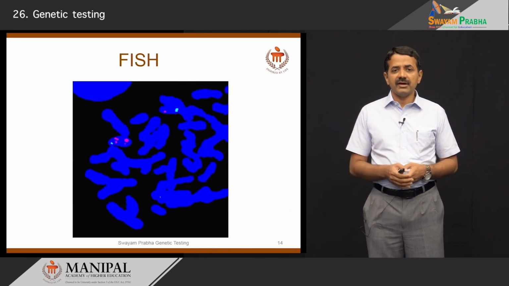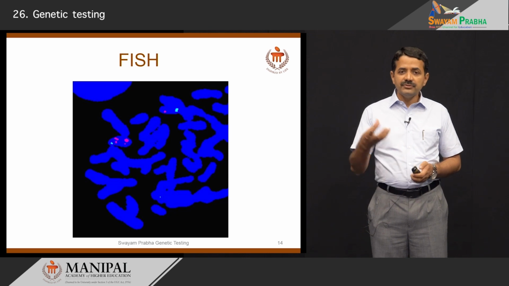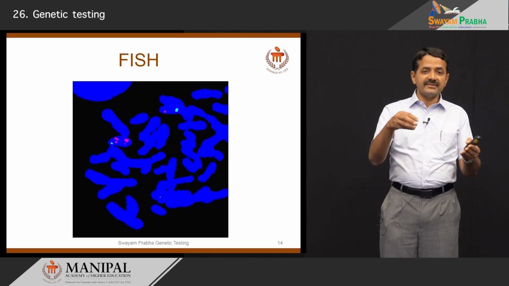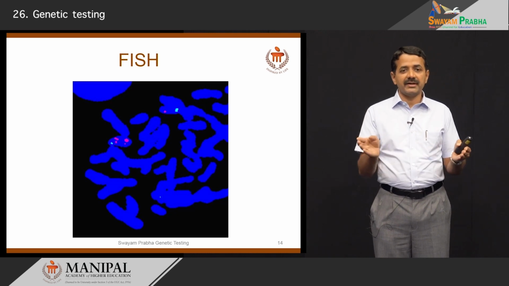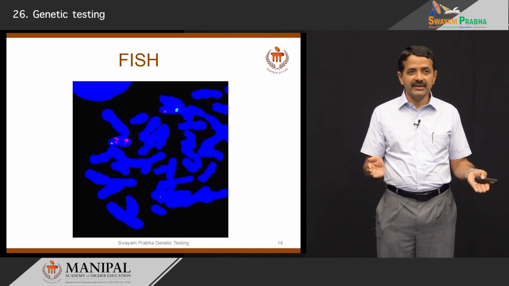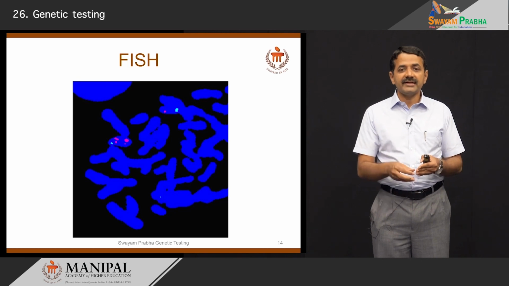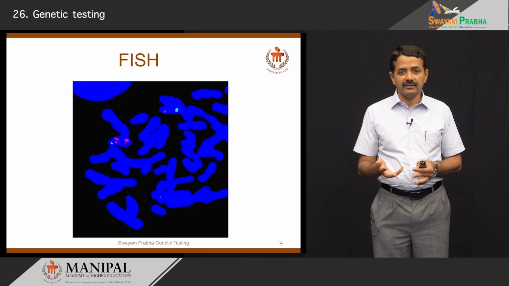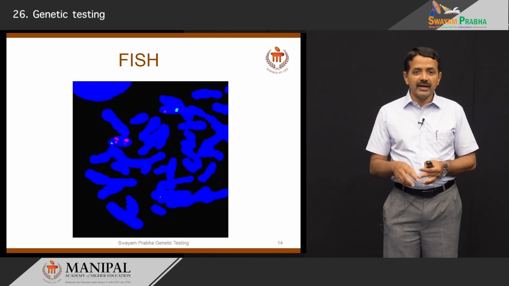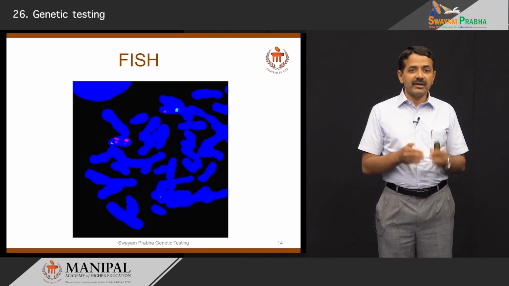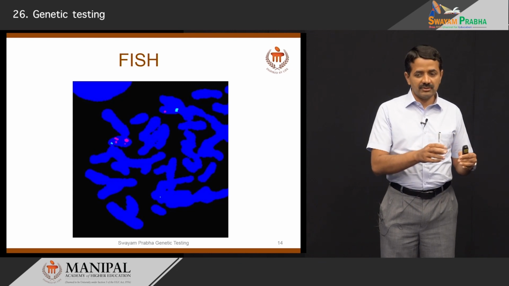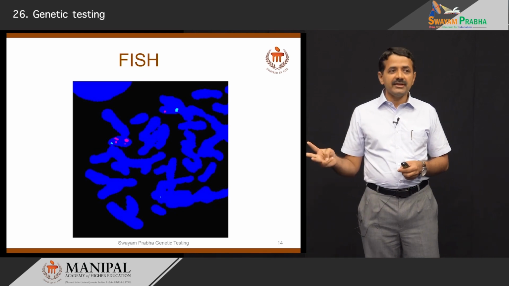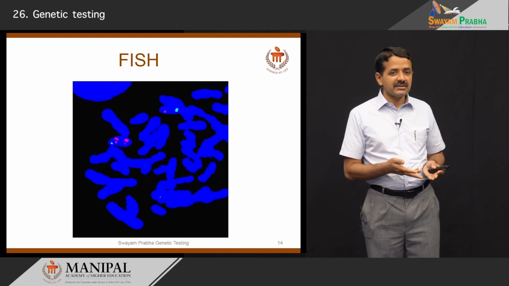FISH, or fluorescence in situ hybridization, is where we use specific probes against the target. If there is hybridization because of the complementarity of the probe and the target DNA, we can detect them by using fluorophores or some colored material which is tagged to the probe. Then we can detect whether a particular locus or segment of the chromosome is present in 2 copies, which is normal, 3 copies, which is duplication, and 1 copy, which suggests deletion.